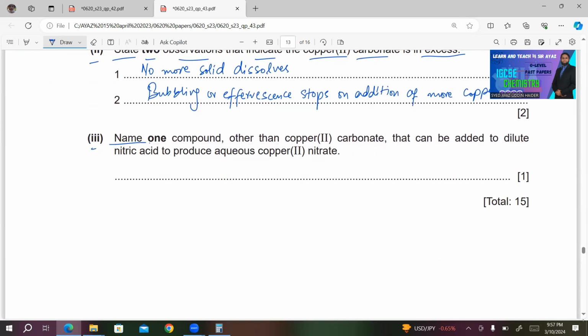Number 3, name one compound other than copper 2 carbonate that can be added to dilute nitric acid to produce aqueous copper 2 nitrate. You can take copper 2 oxide or copper 2 hydroxide.